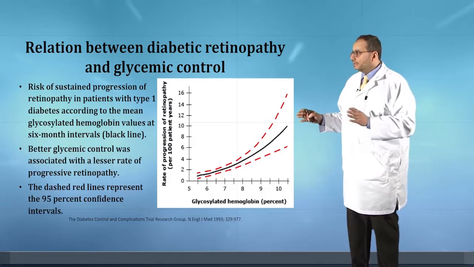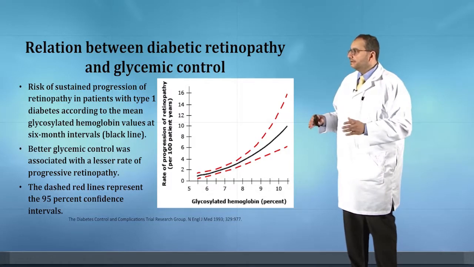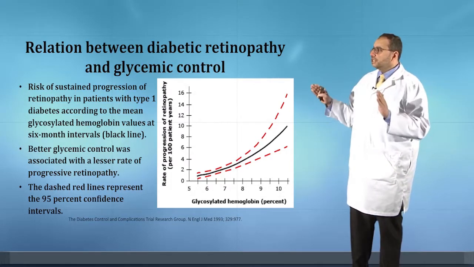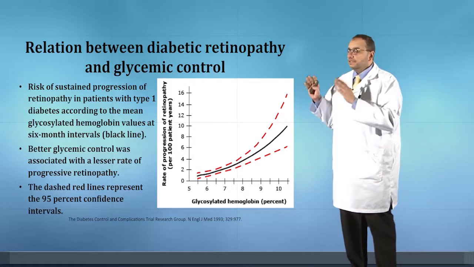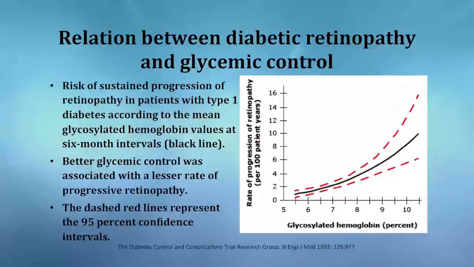And as you can see in the graph, this is very clear. It's the relationship between the percentage of diabetic retinopathy that will occur compared to the hemoglobin A1C. As you can see, the percentage increases significantly as you move to a hemoglobin A1C of 9 and 10. This will be significantly related to further damage and further diabetic retinopathy.